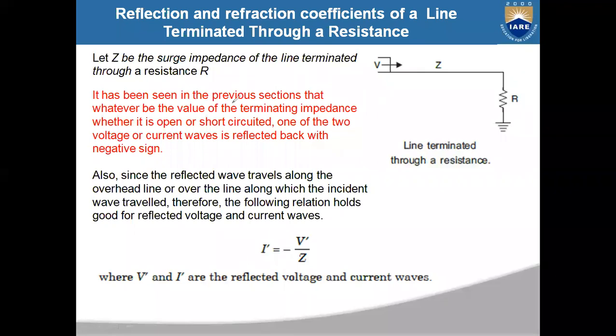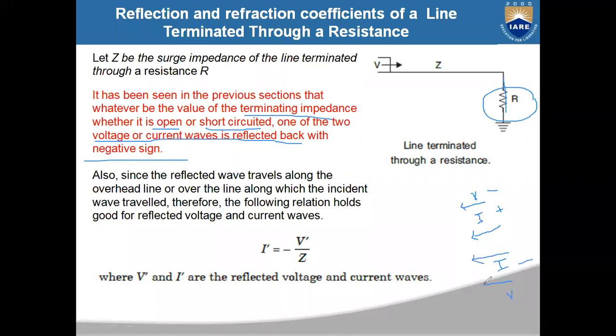It has been seen in previous sections that whatever the value of the terminating impedance, whether open circuited or short circuited, one of the two waves, voltage or current, is reflected back with a negative sign. In the previous class, for an open circuit the voltage wave is reflected back with a negative sign and the current wave with a positive sign. For a short circuit at the terminal, the current wave is reflected back with a negative sign and the voltage wave with a positive sign. These two we discussed in the previous class itself.